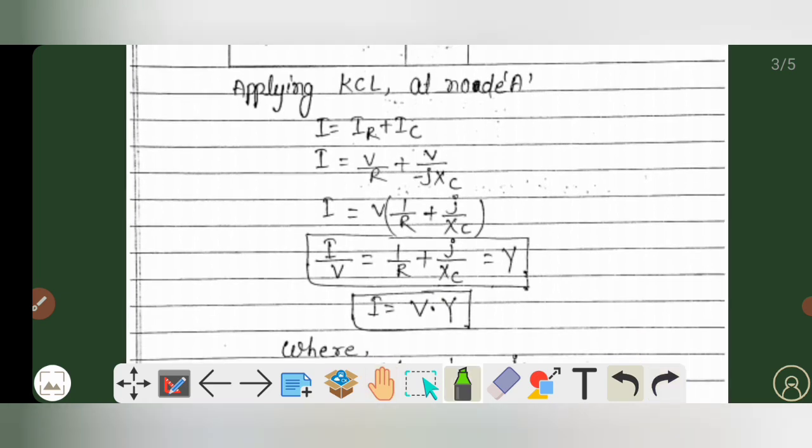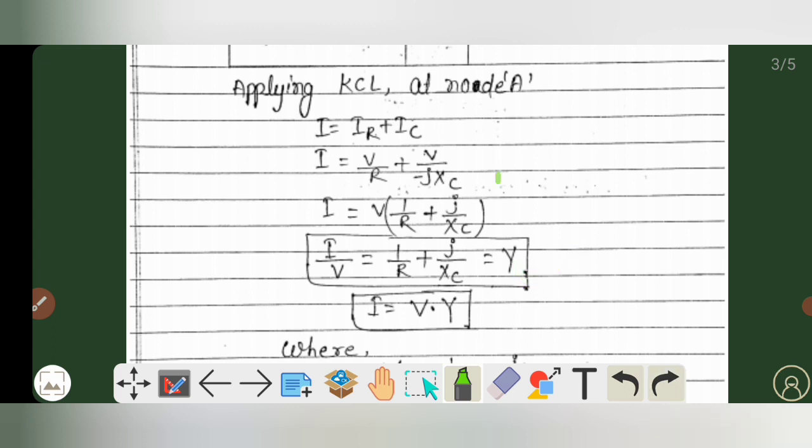Now if we put in all these values, as we know, IR is equal to V by R, and the current across the capacitor is V by minus jXC. The minus sign indicates that the current leads the voltage in case of a capacitor. Now from here, if we take V as common, our equation comes out to be something like this. And if we send the voltage to the left hand side, then our equation becomes something like this.